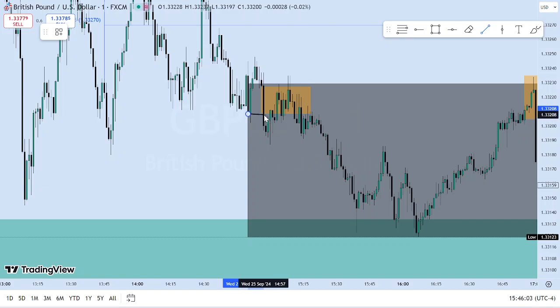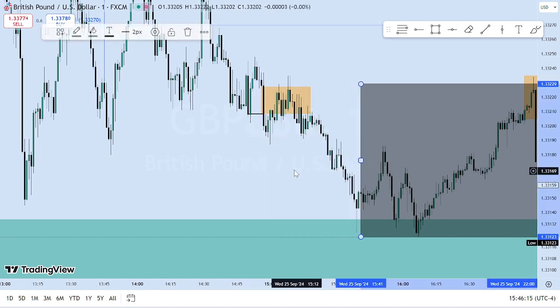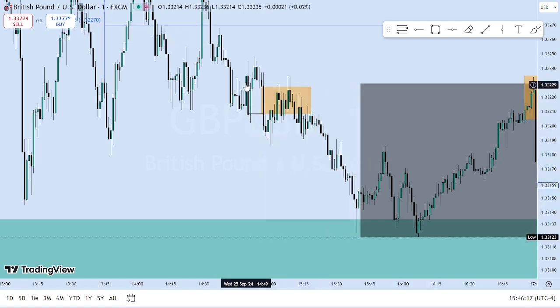This is the ICT 2022 model. We have a high. This bullish candle is a high. Bearish candle, low. Then we had a higher high. Then we had a candle that took off this low here, creating a fair value gap here. Are you seeing it? Yeah. This is the 2022 model.